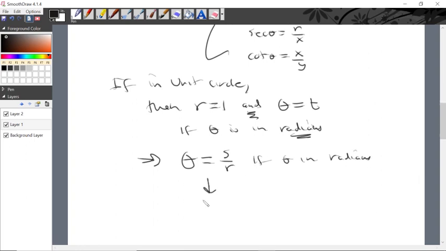Notice that this equation becomes theta is equal to t if r happens to equal 1, right? If you plug 1 in for the value of r, then theta is just equal to s. And any time that r is equal to 1, we use t for the arc length instead of s. So it is always going to be true that theta and t are equal to each other numerically, as long as theta is measured in radians.